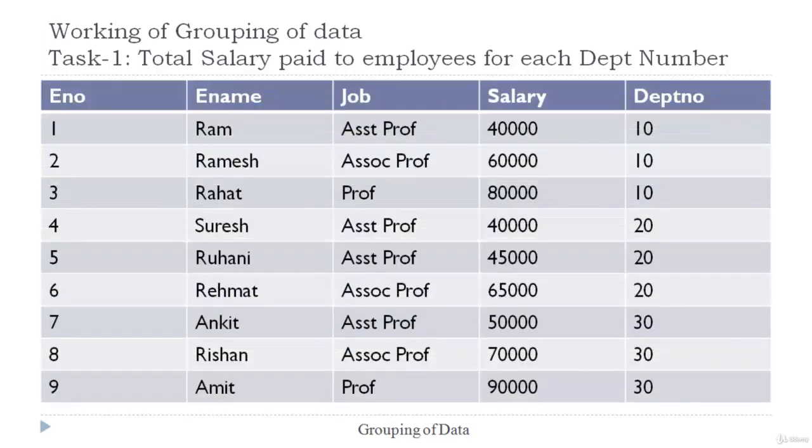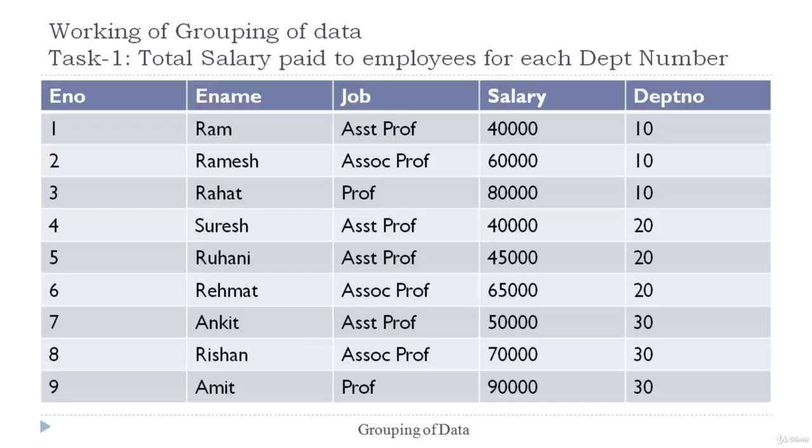Here we have 5 columns: employee number, e-name, job, salary and department number. And we have 9 records in this database. There are 3 records for department number 10, 3 records for department number 20, and 3 records for department number 30. To display total salary for each department, the salary and department number columns play important roles.